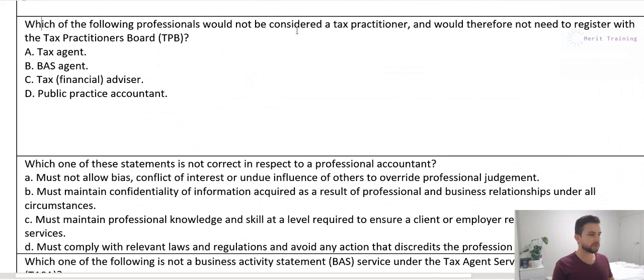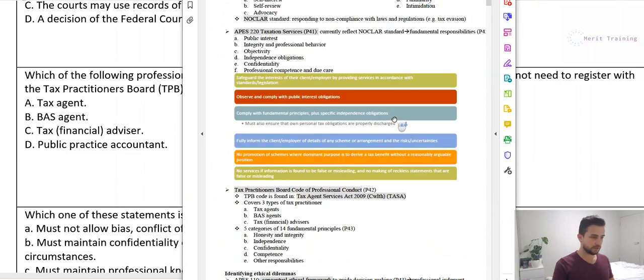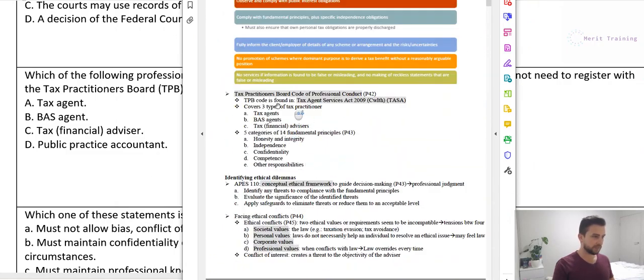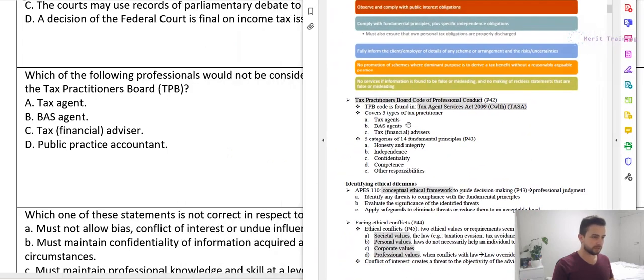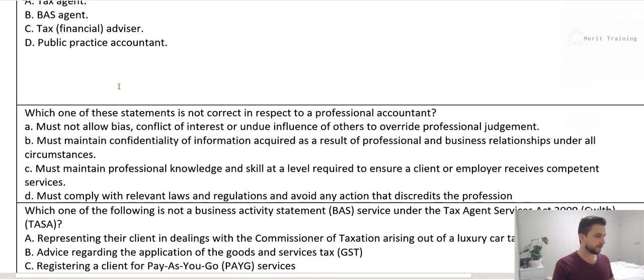So which of the following professionals would not be considered a tax practitioner and therefore would not need to register with the TPB? Again, this one's fairly straightforward. All we have to do is pull up our notes and go to the section on TPB in terms of which types of tax practitioner it covers. Fairly straightforward. It's tax agents, BAS agents, and tax advisors. So it's going to be tax agent, BAS agent, tax financial advisor. So clearly the answer to this one is going to be D, right? Pretty straightforward, easy to do. All right, so let's move on to the third one.